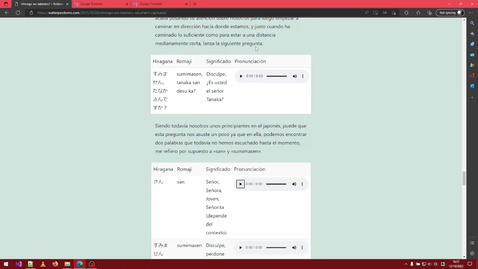They will usually say san after your surname if they don't know you very well. But then if they are like your coworker or something like that, I guess they will use san after your first name, like Uruta-san, Walter-san, you know.